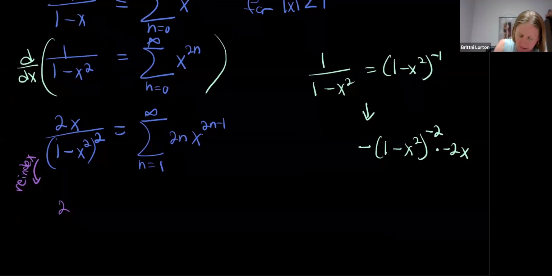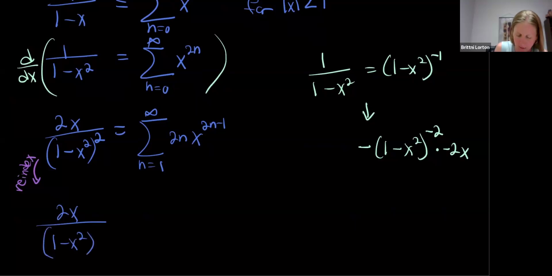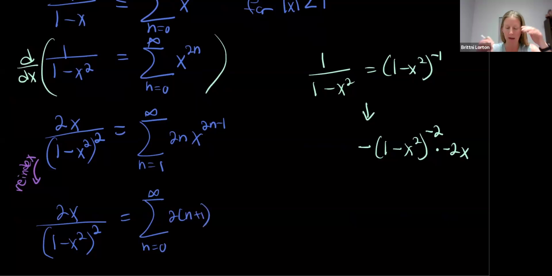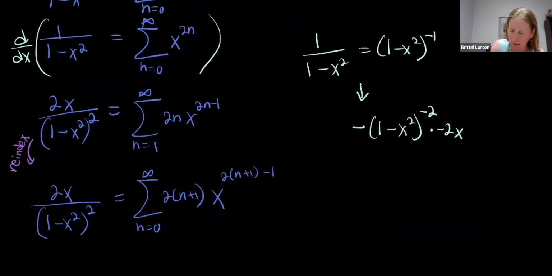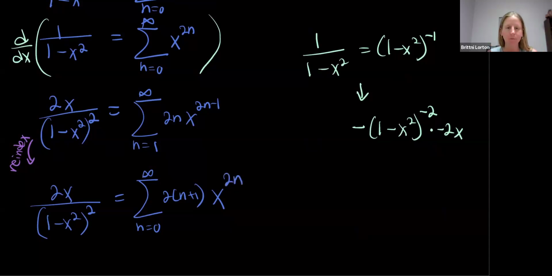And now I have another equal sign, keeping track of all of your equal signs. I have the equal sign 2x divided by 1 minus x squared squared is equal to, if I reindex this, I can shift the index down by 1, but then everything else will have to go up by 1. So x to the power of 2 times n plus 1 minus 1, and I can distribute this, and that will end up with 2n plus 2 minus 1, which of course will end up as just 2n, if I can get there. There it is.